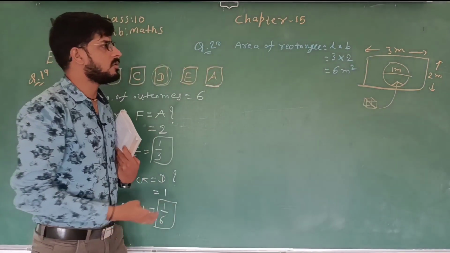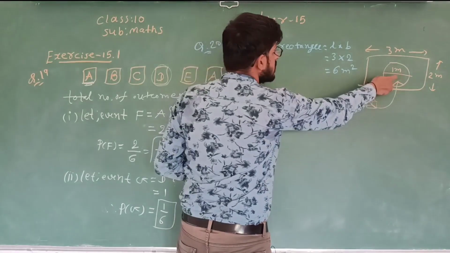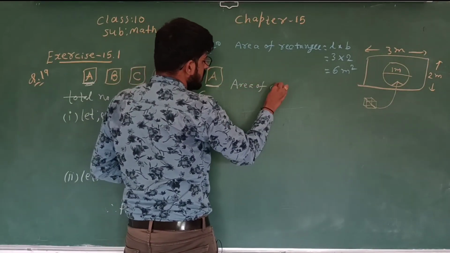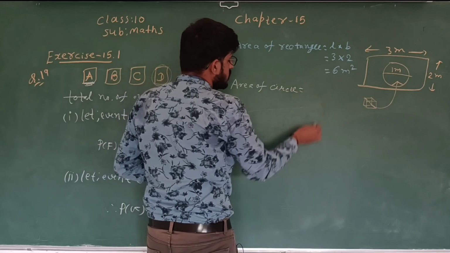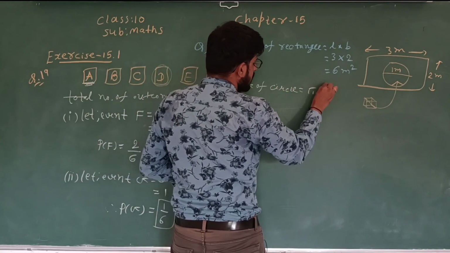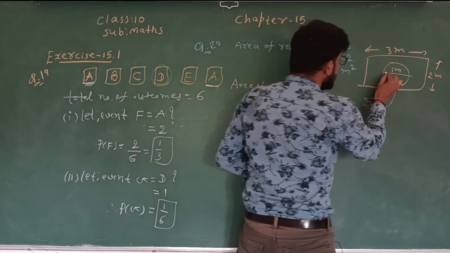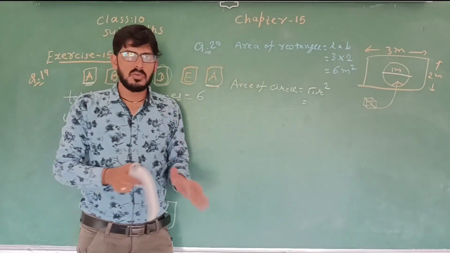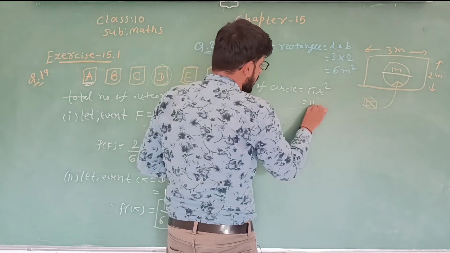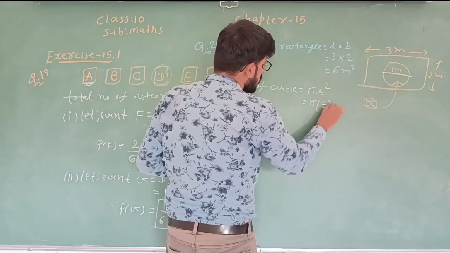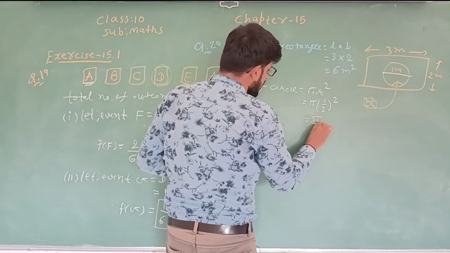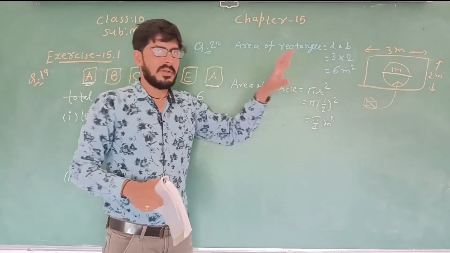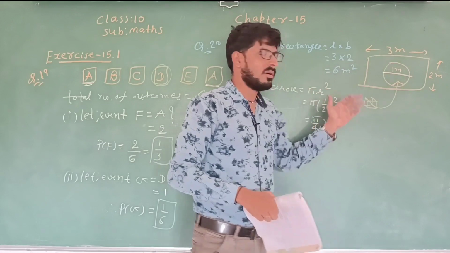Also we are going to find the area of the circle. Area of circle is equal to pi r square. Here the diameter is 1 meter, which means the radius is 1 by 2, diameter divided by 2. So we get pi times (1 by 2) square. So we get pi by 4 meter square, because the diameter is given in meter.